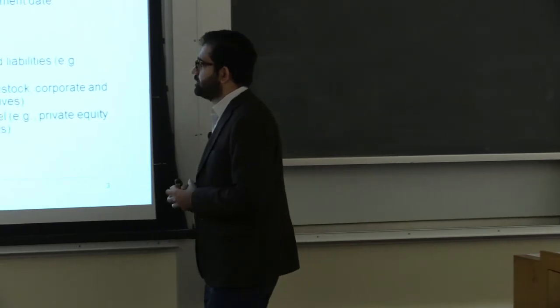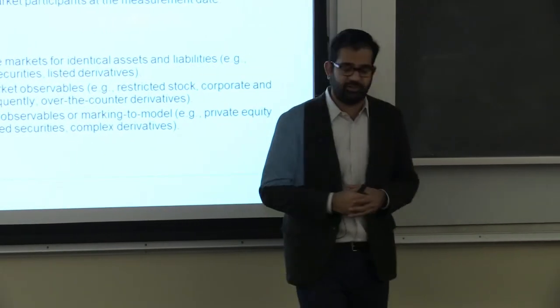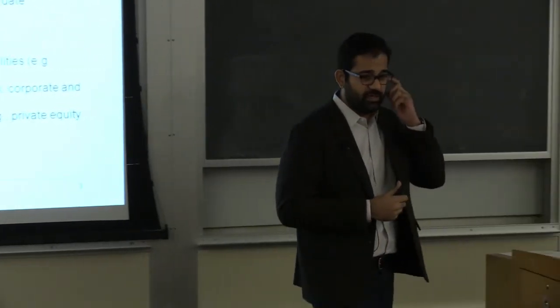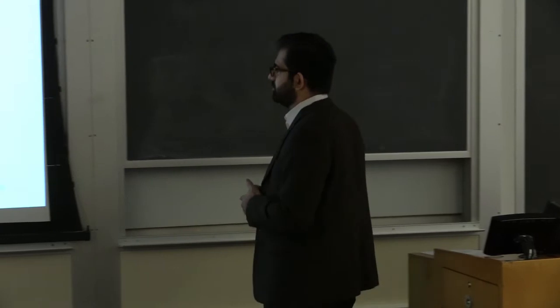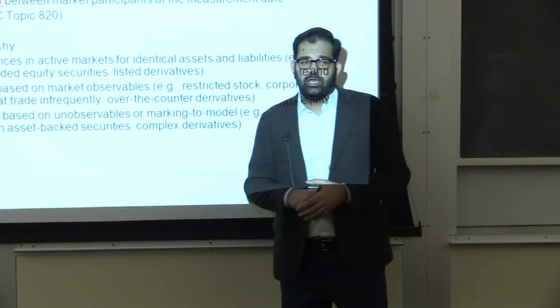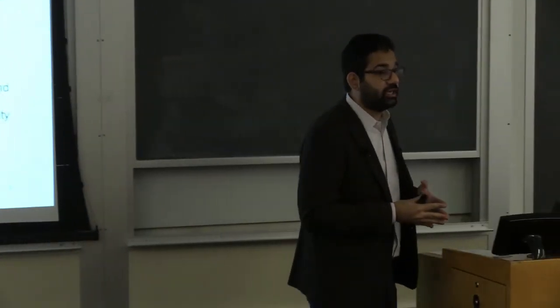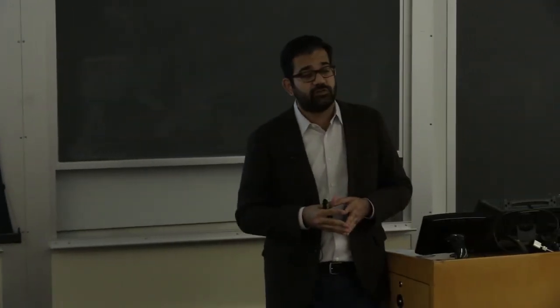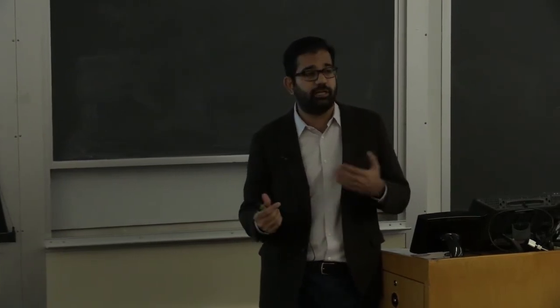So if a certain asset or liability trades in an active market, it is the price for that asset or liability. Examples of this include actively traded equity securities and listed derivatives. So again, if there's an active liquid market, you can use the price of that asset or liability, and that's a level 1 fair value. However, there are many assets and liabilities that do not trade in active markets. So then you can have a fair value measurement which is either a level 2 or a level 3 measurement.